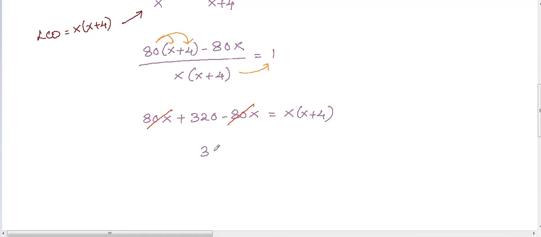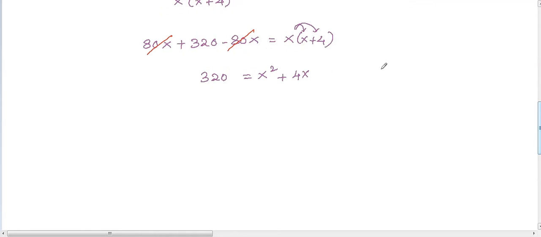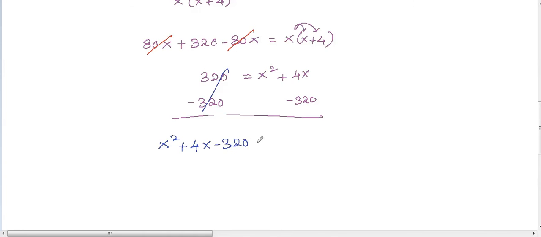See here, 80x and minus 80x cancel out. We'll get 320 equals, distribute x into x plus 4, we'll get x square plus 4x. So if we move 320 to the right hand side, we will get x square plus 4x minus 320 equal to 0. So we got one quadratic equation. Now find the factors of this.